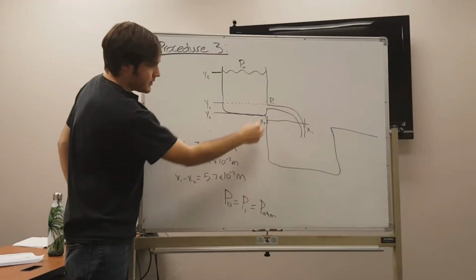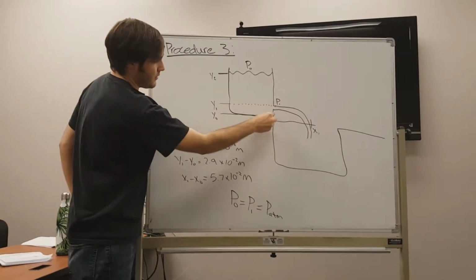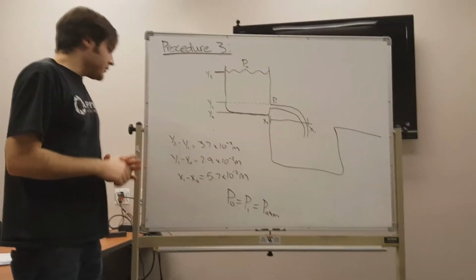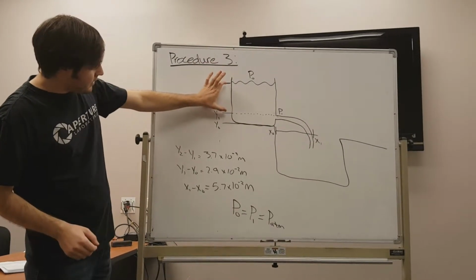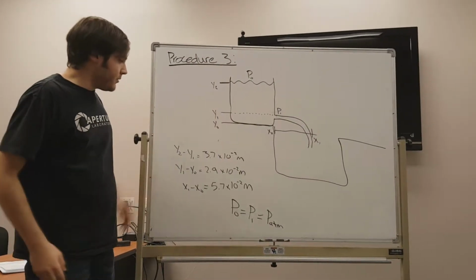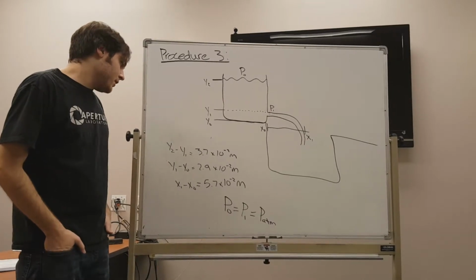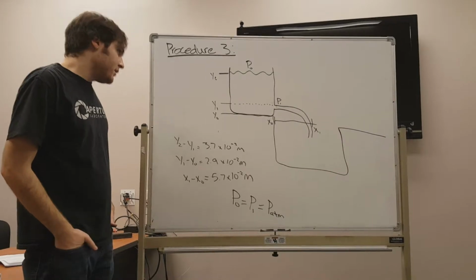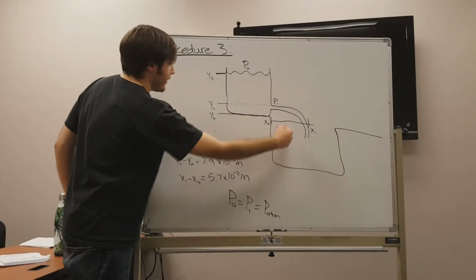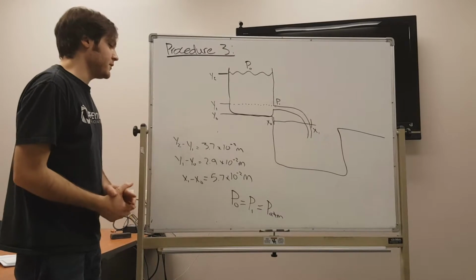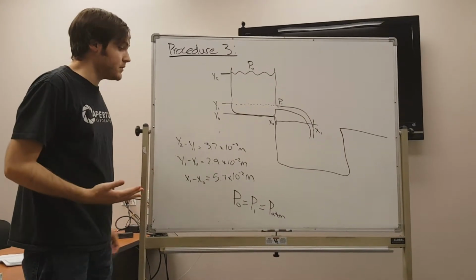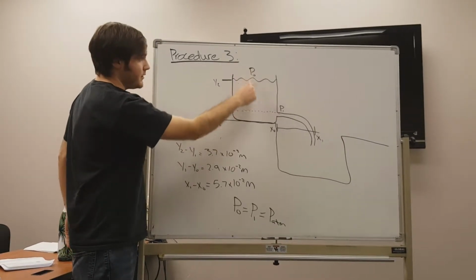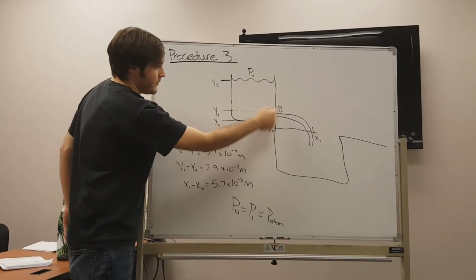And then we also measured the distance from the hole here in the X direction to where the water ended up shooting. And for those values, we got this distance here to be 3.7 times 10 to the minus 2 meters. This distance here to be 2.9 times 10 to the minus 2 meters. And then the distance that the water shot out in the X direction to be 5.7 times 10 to the minus 2 meters. And one important thing to note here is that atmospheric pressure exerting force here, and you have atmospheric pressure here.